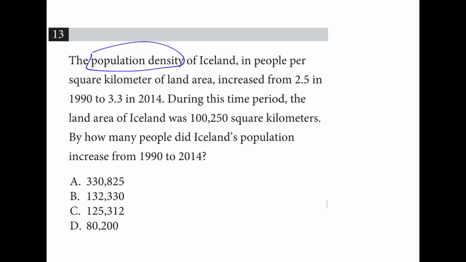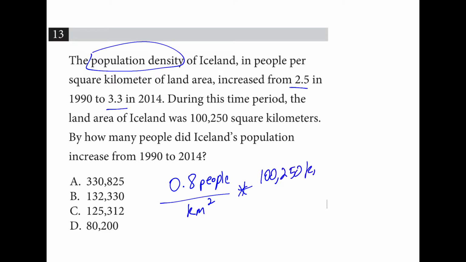Our population density increased from 2.5 to 3.3, or in other words, it increased by 0.8 people per kilometer squared. If we multiply that by the land area of 100,250 kilometers squared, you get 80,200, which is the number of people.